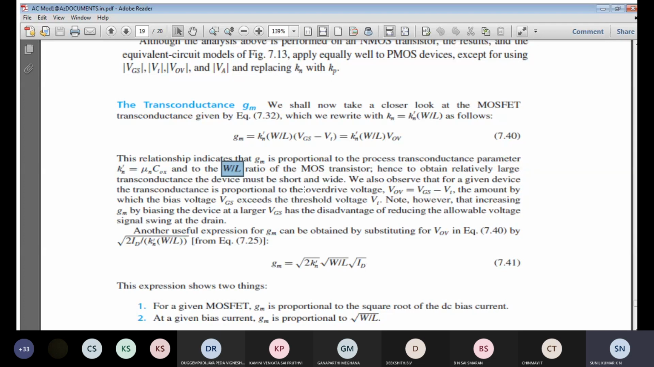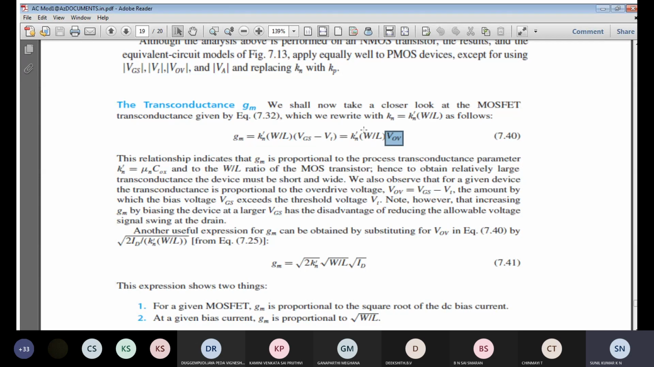Hence, to obtain large transconductance, the transconductance device must be short and wide. And also, for that given device, transconductance is proportional to overdrive voltage, so VGS minus VT. So as the gate to source voltage increases, transconductance is also going to increase. So increasing the gm by biasing the device at a larger gate to source voltage has the disadvantage of reducing the allowable signal swing at the drain.